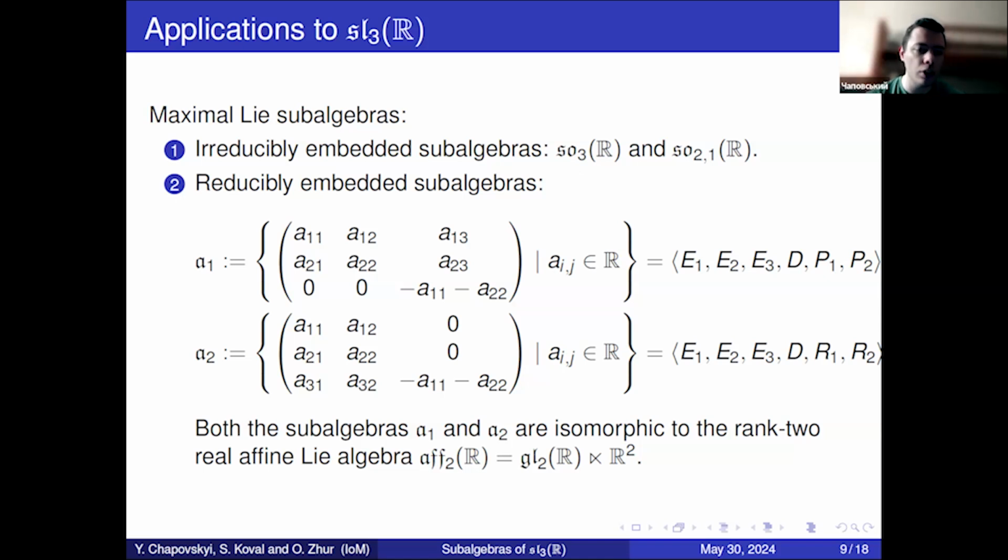If a maximal Lie subalgebra has a non-trivial invariant subspace, then it has either dimension 1 or dimension 2, corresponding to the subalgebras A2 and A1 respectively. Both the subalgebras are isomorphic to the rank 2 real affine Lie algebra, which is conveniently isomorphic to the semi-direct product of GL2 by R2, allowing us to apply the previous algorithm.